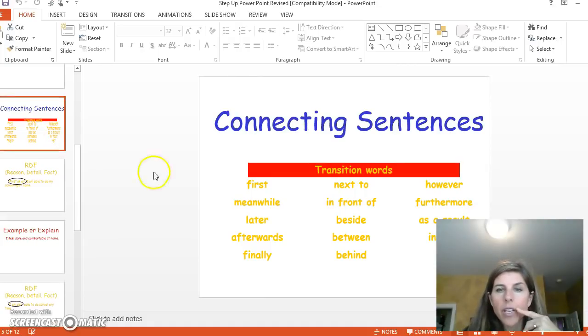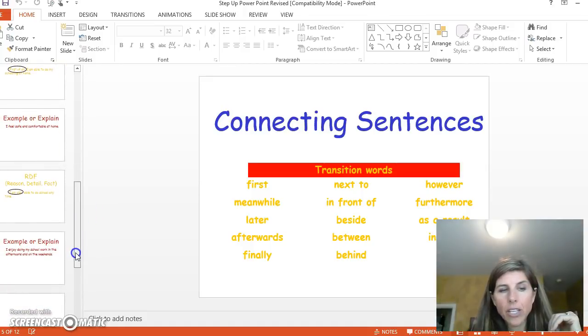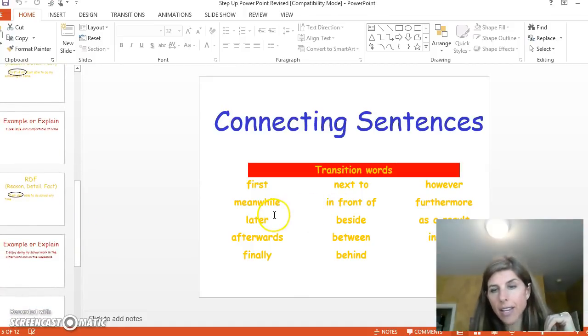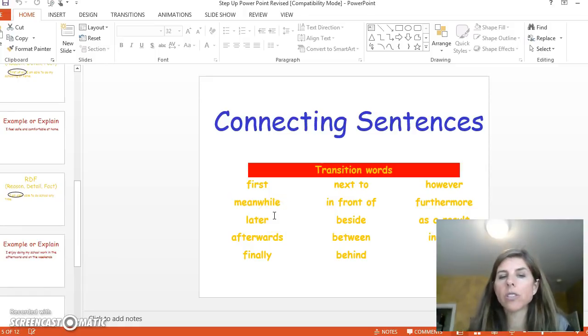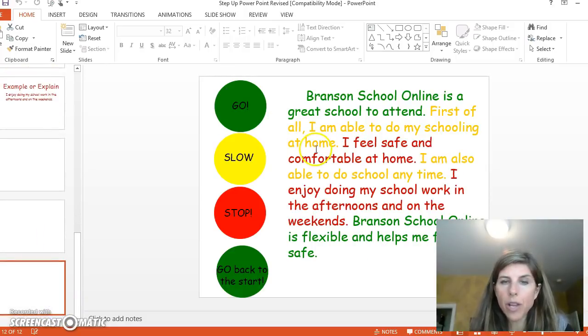Here are transition words, okay? Transition words are words like first, meanwhile, later, afterwards, finally, next to, in front of. These are words that help you get through your paragraph. They help you to organize. So if we take a look at the paragraph that we read, we can find those connecting sentences, and usually you see that they're highlighted in yellow. Those are going to be your yellow sentences in the paragraph that we just read.